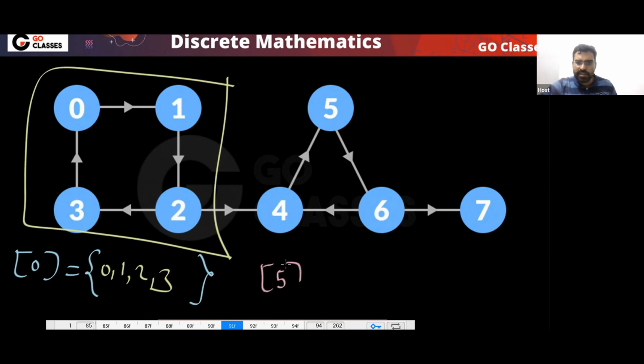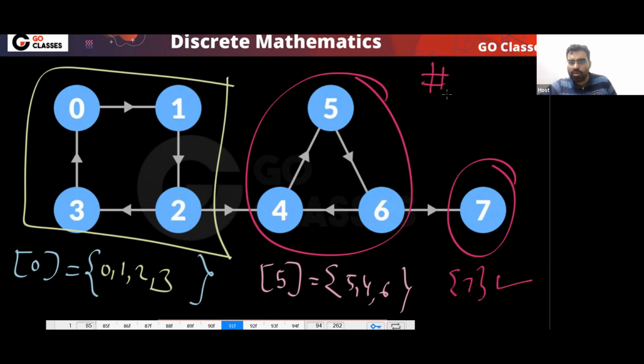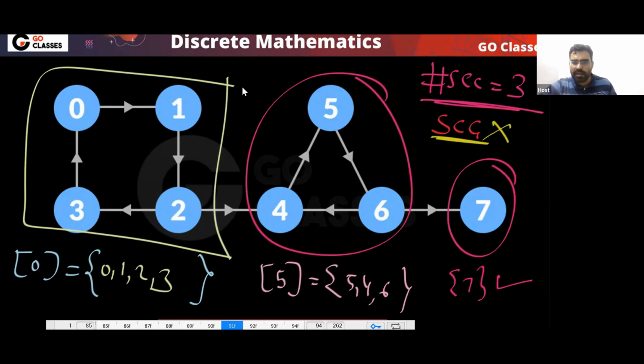Which is the strongly connected component of vertex 5? That will be 5, 4, 6. You can notice this is a cycle, and this is another strongly connected component. Finally, this is also another. So finally, I can say the number of strongly connected components is 3. Total 3 strongly connected components you have. Can I say this is a strongly connected graph? No, this is not a strongly connected graph.